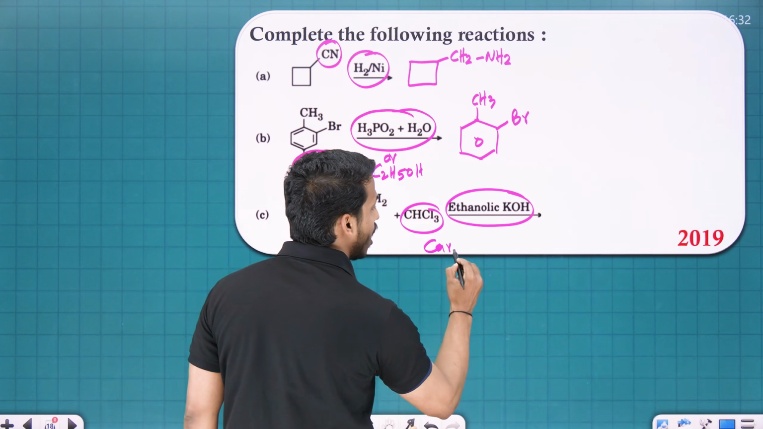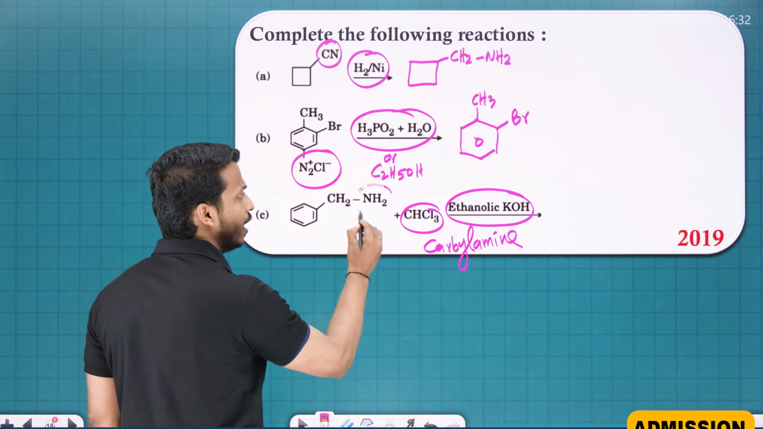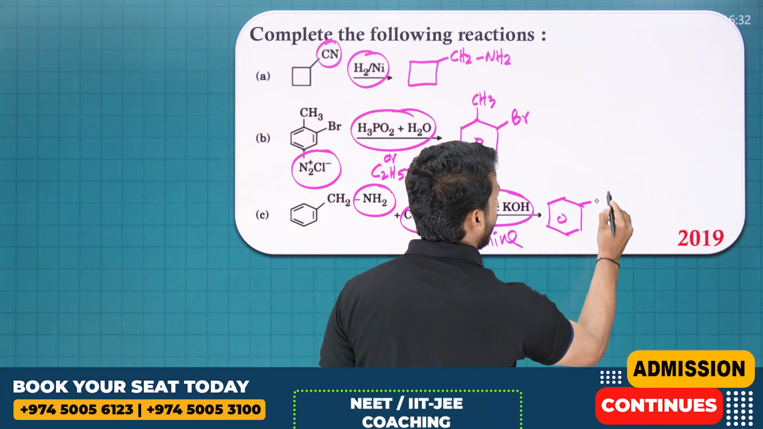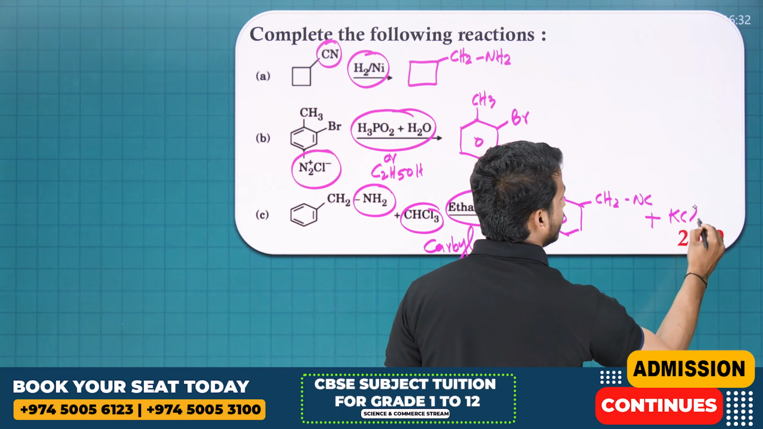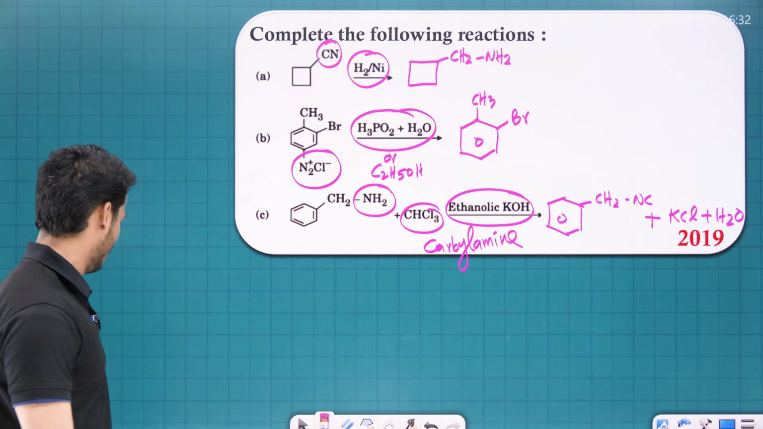That is our carbylamine reaction, my dear. Carbylamine reaction means NH2 becomes NC, isocyanide, with a foul smell. What are the byproducts? KCl and H2O. Simple. Study the reaction thoroughly.